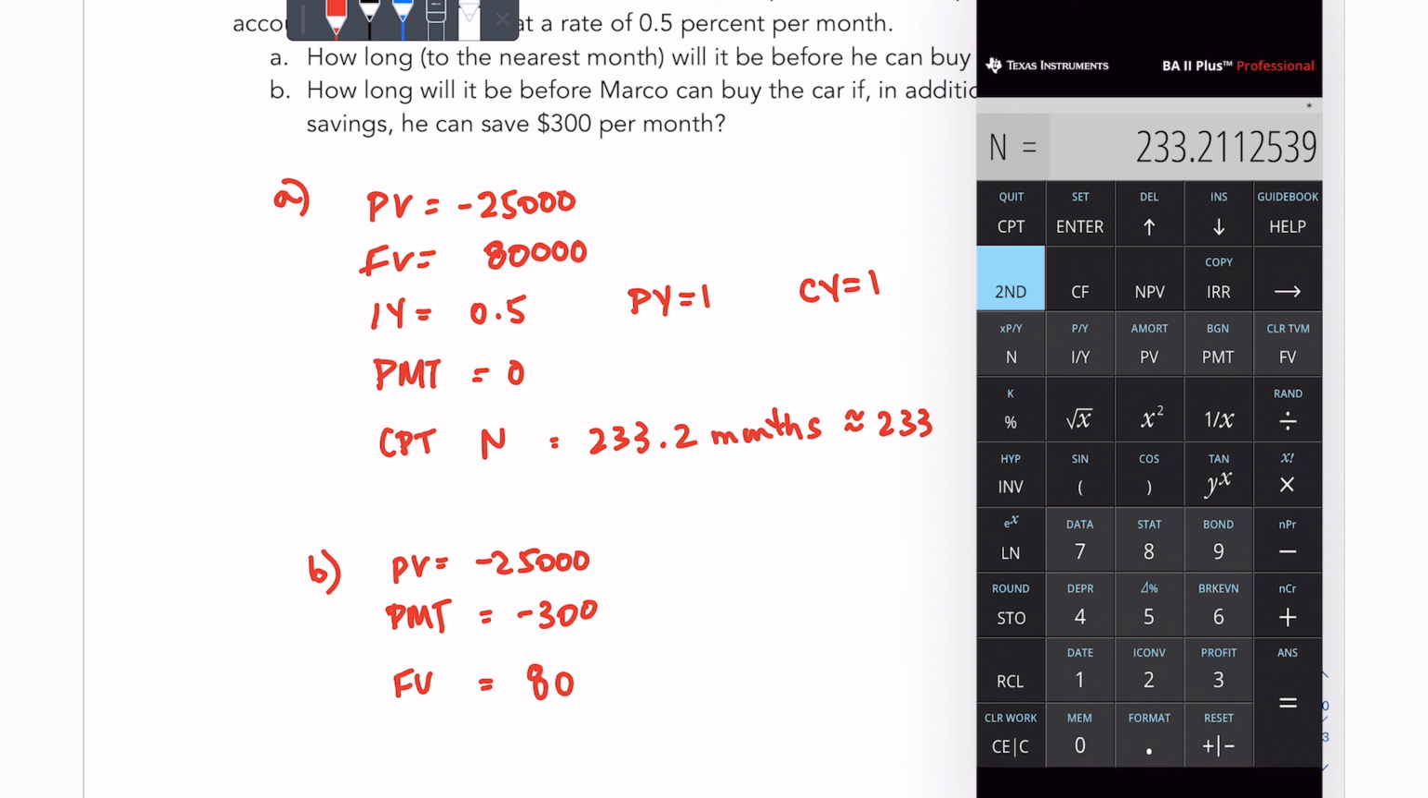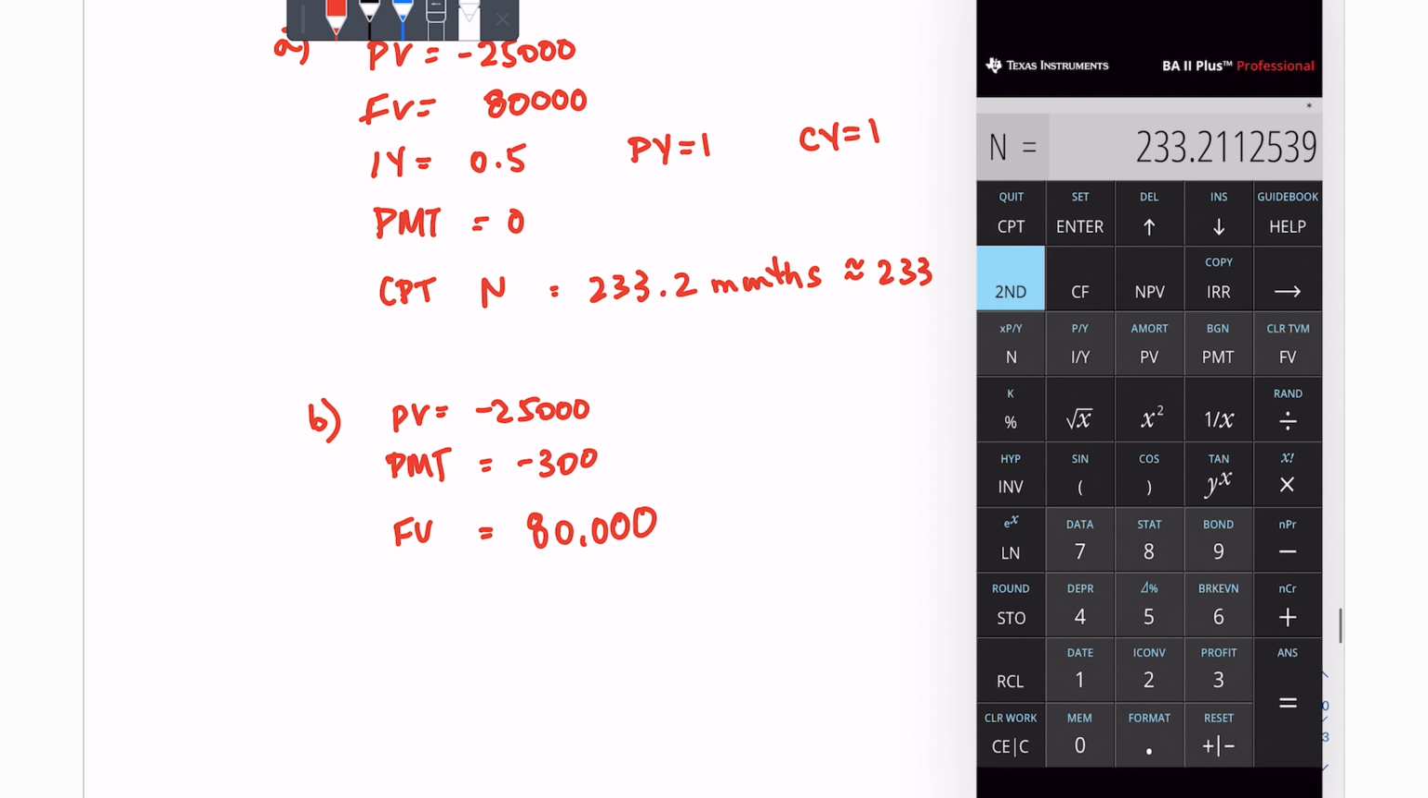Now, it doesn't actually matter which ones you make negative as long as you keep the same pattern, meaning that I can make present value and payment both positive and make future value negative, and that would give me the exact same result. The calculator just needs to know that they're going in opposite directions. Everything else would be the same.